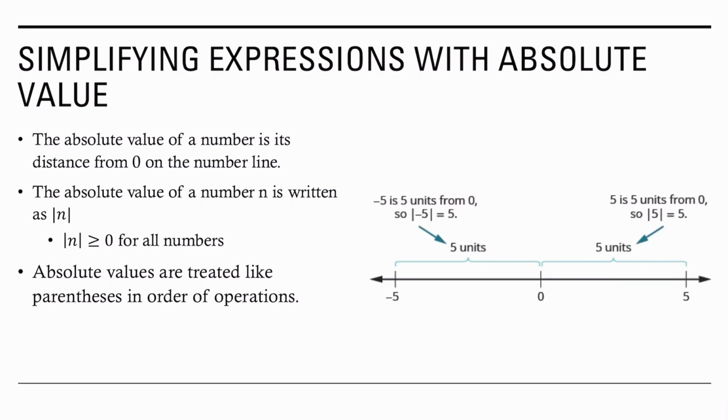The absolute value then says, okay, don't worry about whether it's positive or negative. What is the actual distance from 0? It's just 5 units, so it'll just be 5. So here you can see on the number line, we've just got this distance of 5 units to the left and 5 units to the right.